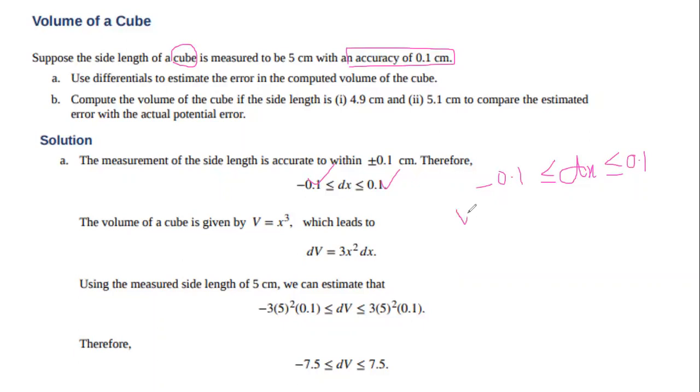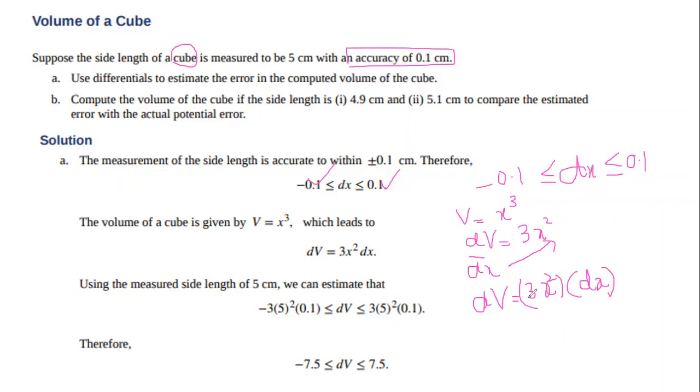As this is a cube, my geometry is a cube. So the volume of the cube is x cube, that is length multiplied by breadth multiplied by height. I have to take the derivative because I have to estimate the error. So dv equals the derivative of v with respect to x, which is 3x square. Then I have to multiply this by the value of the derivative, that is d of x, so dv equals 3x square d of x.